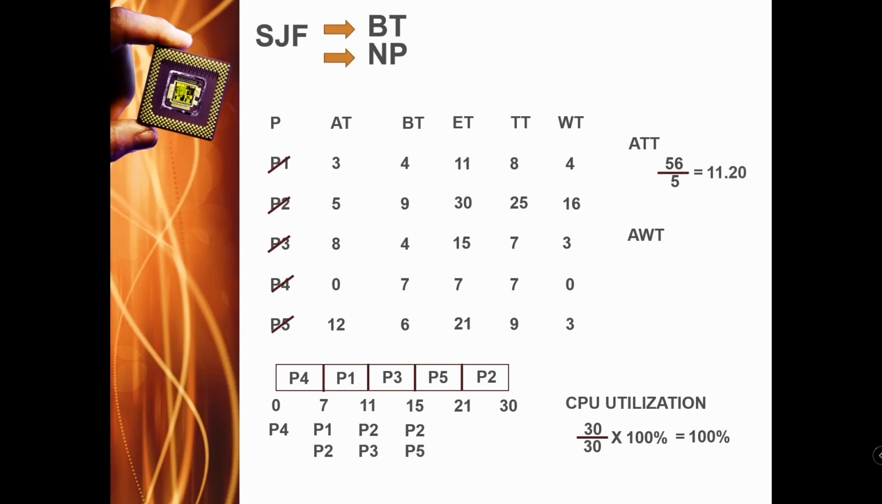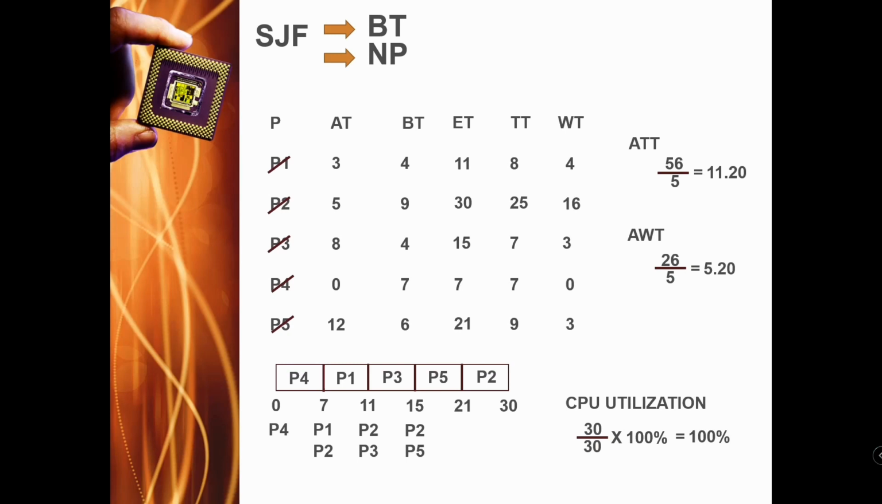And for the average waiting time naman, so summation lang din siya ng lahat ng waiting time ng process and kung ilang process siya. So 4 plus 16 is equals to 20, 20 plus 3 equals to 23, plus 0 plus 3, 26, over 5, since 5 processes siya. So equals 5.20 or 5.2. So ito yung result ng average waiting time and average turnaround time.